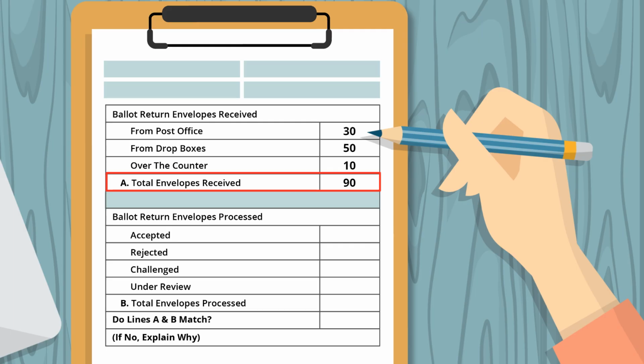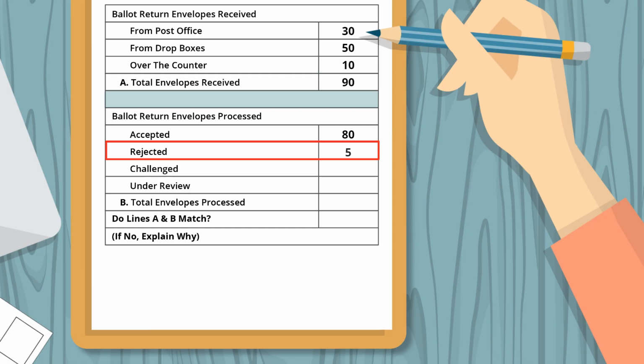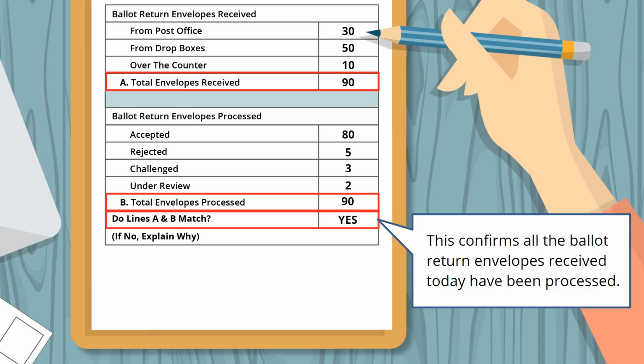Next, record how many ballot return envelopes were processed that day. This includes the number that are accepted, rejected, and any set aside for special processing. Adding these numbers together shows that 90 ballot return envelopes have been processed, which is entered on line B. Finally, compare lines A and B to make sure that the numbers match. This confirms all the ballot return envelopes received today have been processed.